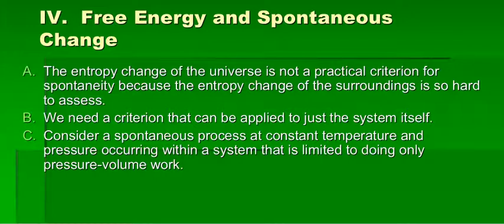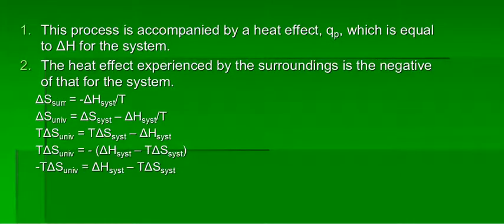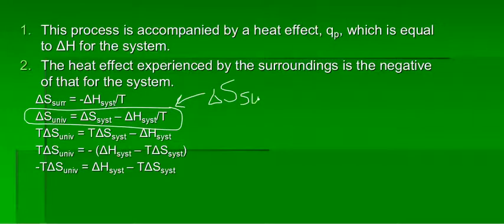So consider a spontaneous process limited to only pressure volume work. This process is accompanied by a heat effect, which is equal to delta H for the system. Now the heat effect for the surroundings is negative of that for the system. So if we go back to the second law, delta S of the universe equals delta S of the system plus delta S of surroundings, substituting in for delta S of the surroundings, and we can rearrange that equation till we get something that looks like this.